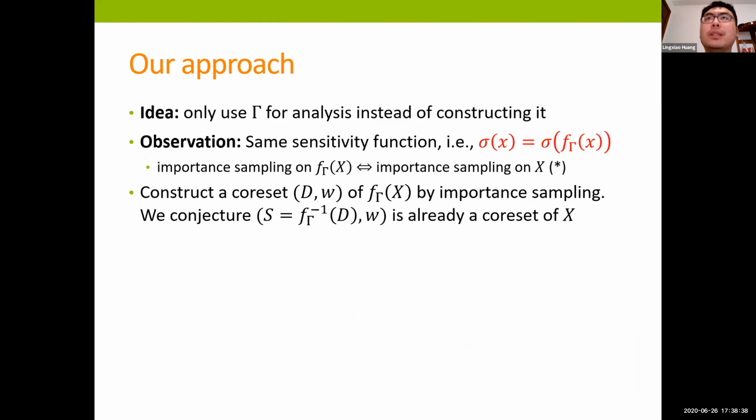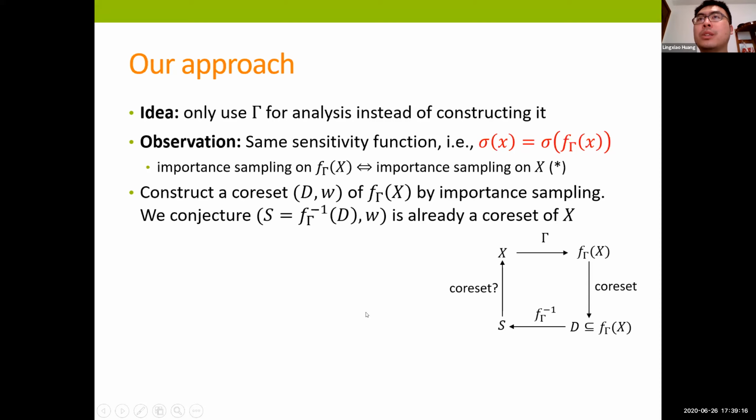An important observation is that, in fact, the original dataset X and the projected dataset F gamma X share the same sensitivity function. So if we do importance sampling on the projected dataset, we actually do an importance sampling on the original dataset. So a natural question is that, suppose we have a core set B over the projected point set F gamma X, maybe the inverse dataset is already a core set. So this is an image to describe this idea.